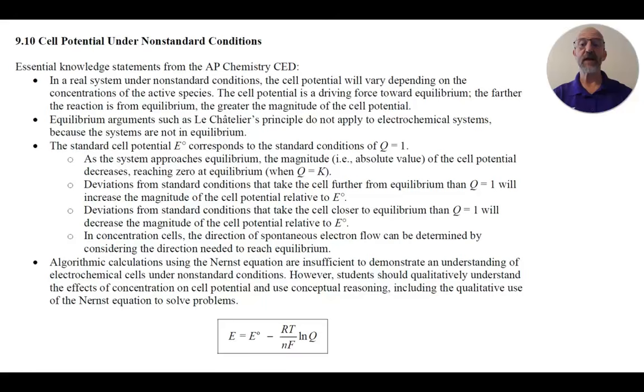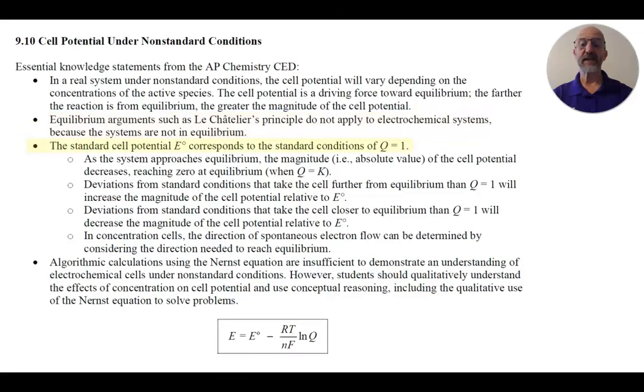Now let's move on to the review for topic 9.10, cell potential under non-standard conditions. Here are some essential knowledge statements from the AP Chemistry course and exam description. In a real system under non-standard conditions, the cell potential will vary depending on the concentrations of the active species. The cell potential is a driving force toward equilibrium. The farther the reaction is from equilibrium, the greater the magnitude of the cell potential. Equilibrium arguments, such as Le Chatelier's principle, do not apply to electrochemical systems because the systems are not in equilibrium.